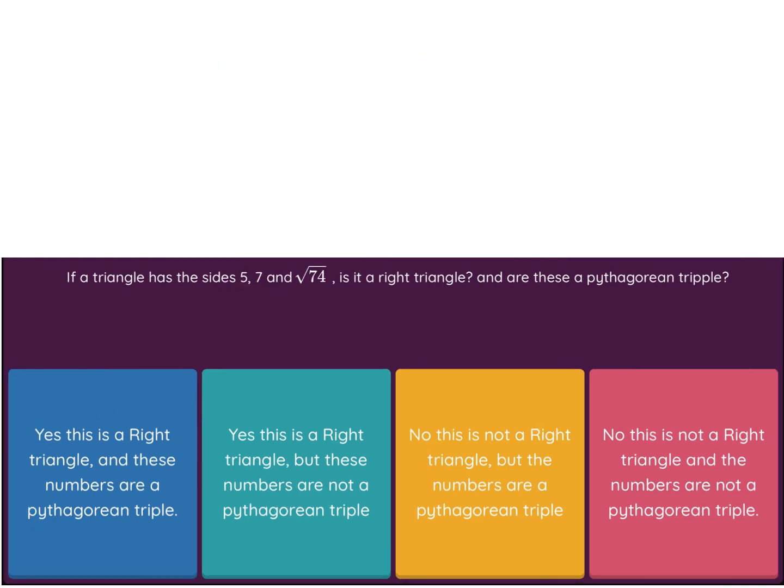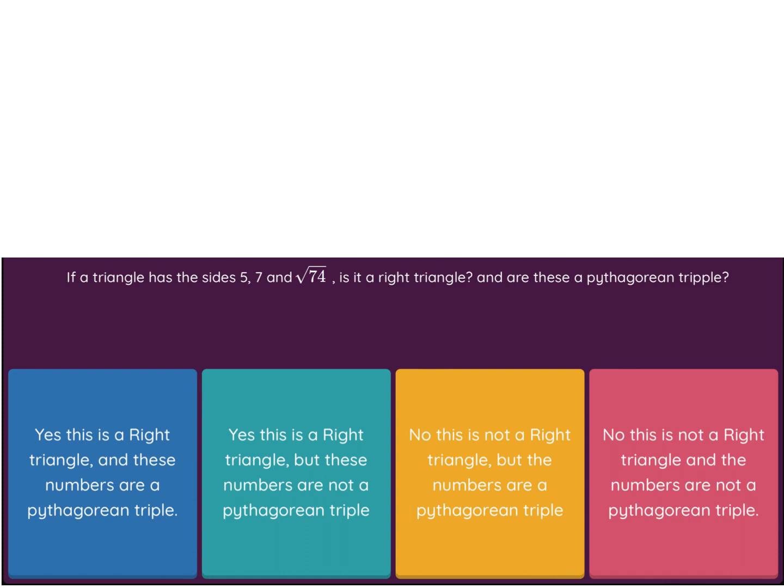Let's try another. How about this? A triangle has 5, 7, and the square root of 74. Now, you might be thinking, well, which one's the longest side? You could check on a calculator what the square root of 74 is and change it to a decimal. That's 8.602325..., and it keeps going forever. So obviously, the square root of 74 is your what value? A, B, or C? The longest side, C, the hypotenuse, right?